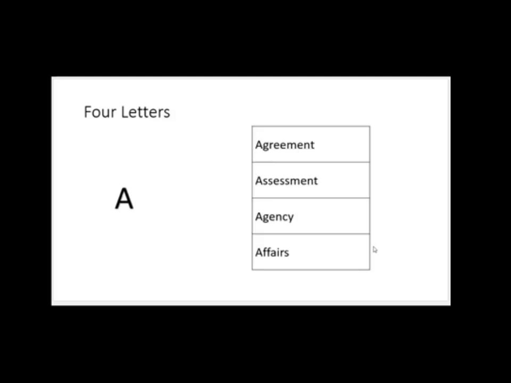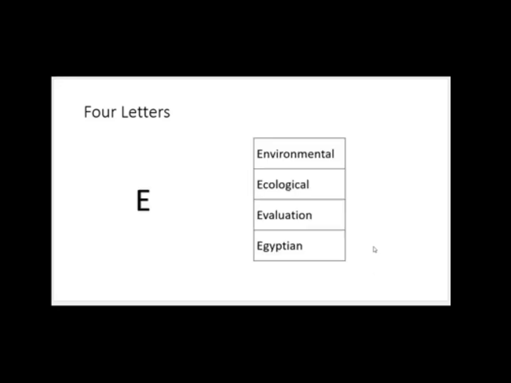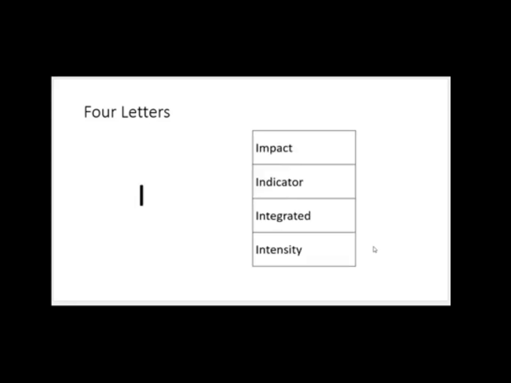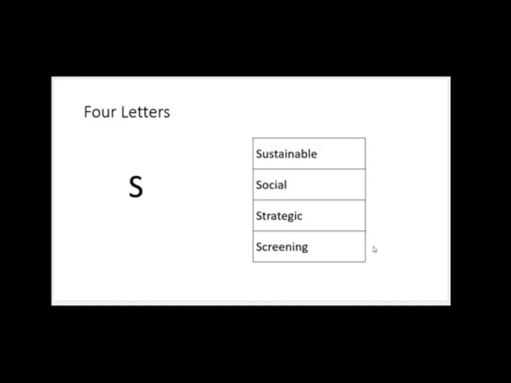For A, we have suggestions: agreement, assessment, agency, and affairs. For the letter E, we have environmental, ecological, evaluation, and Egyptian. For I, we have impact, indicator, integrated, and intensity. And for the letter S, we have sustainable, social, strategic, and screening.